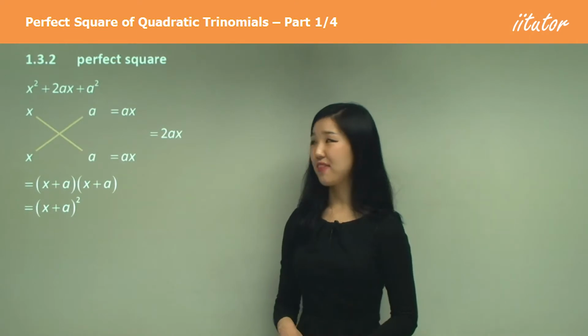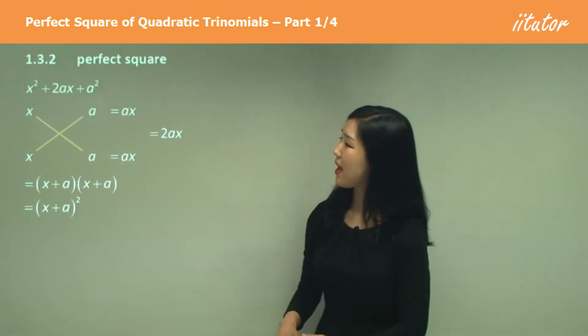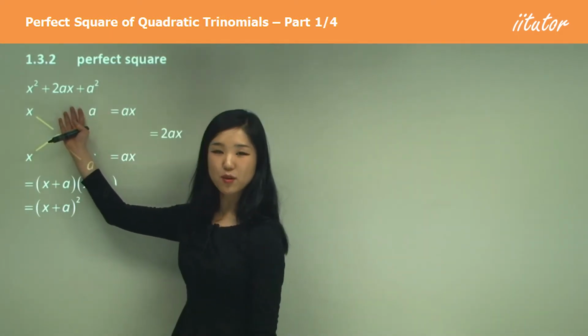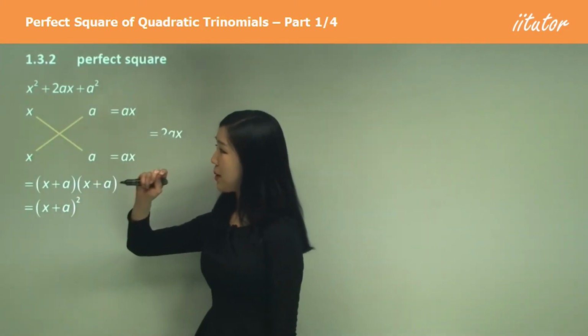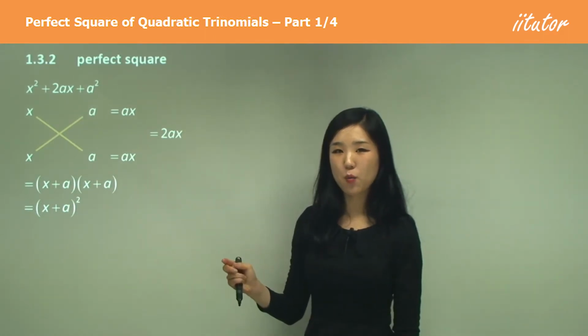Now we're going to be looking at the perfect square. Now what is a perfect square? It's simply an expression, a quadratic that looks like this: x squared plus 2ax plus a squared. Now remember what we had in part 1.